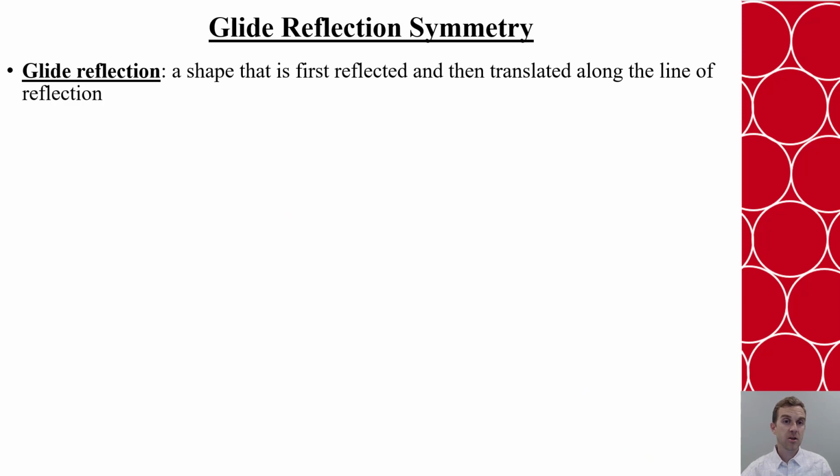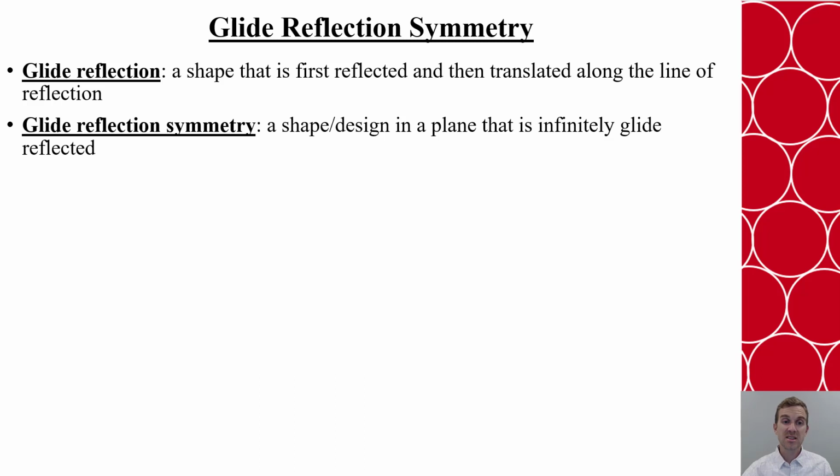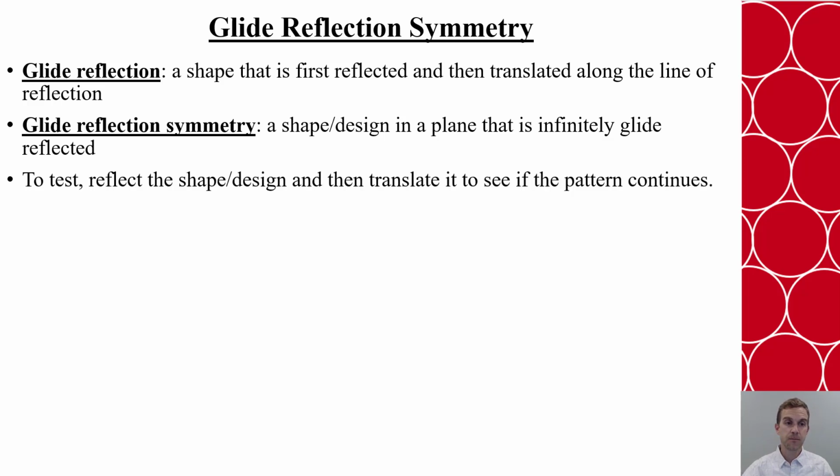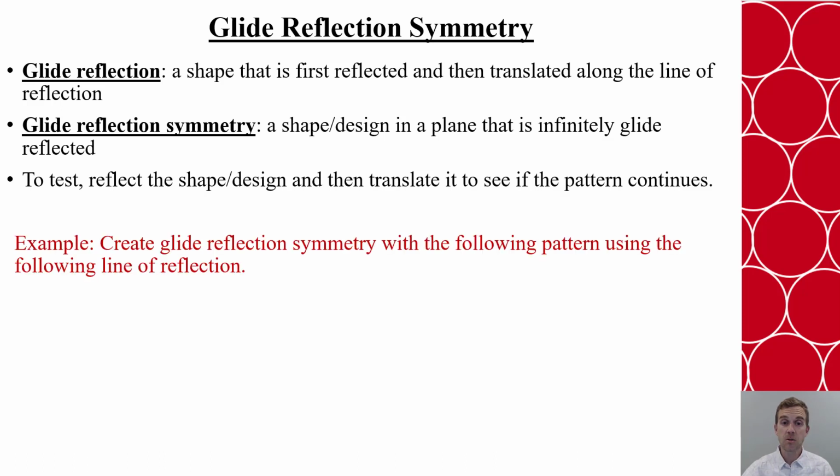Now, last one we'll talk about is called the glide reflection symmetry. A glide reflection is when a shape is first reflected and then translated along the line of reflection. So the symmetry version of that is when the shape or design is in the plane and it is infinitely glide reflected. So to test it, we'd want to see if when we reflect it and then translate it, does the pattern continue? Or could we construct it to continue?